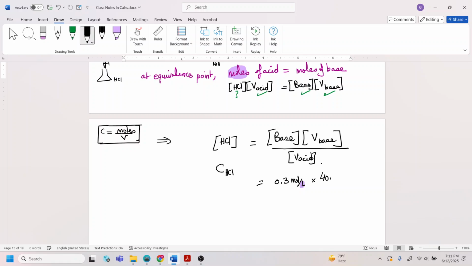So I would have 40.0 mL. So don't even bother to change that. Just leave it because the mL, again, are going to cancel out, divided by 25, and that is going to be 0.48 molar.